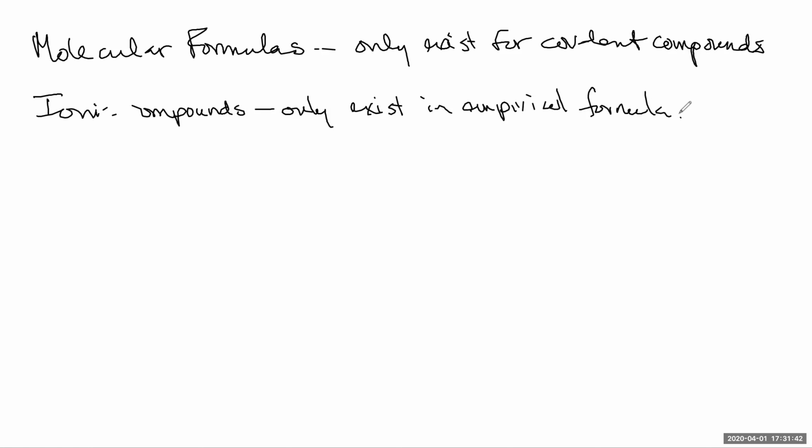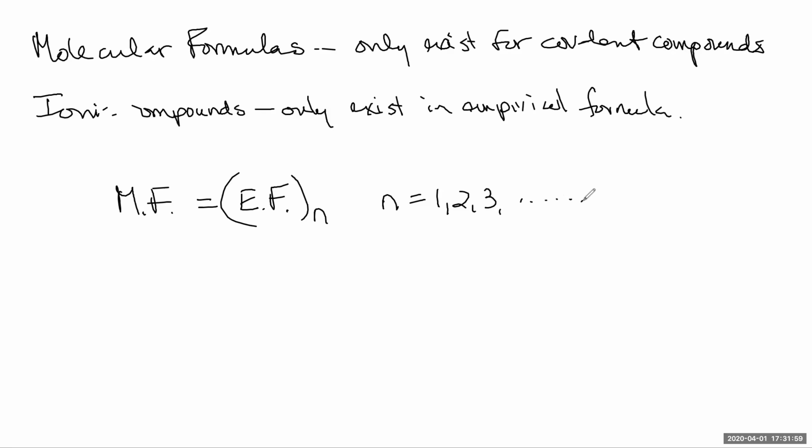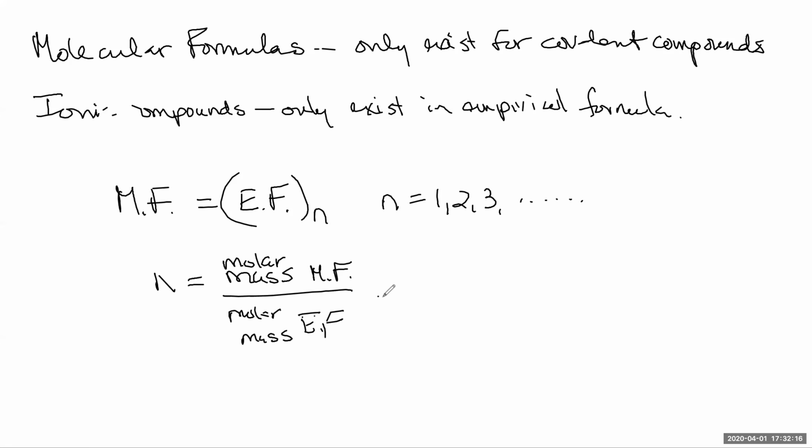So what exactly is a molecular formula then? Molecular formula, I'm just going to call it MF, is equal to the empirical formula times some number n. N must be a whole number. N could be 1, 2, 3, etc. So how do you find that? You find the value n by taking the molar mass of the molecular formula and dividing it by the molar mass of the empirical formula. And you'll get the value of n. So let me show you some examples. This is not really as difficult as this may sound.